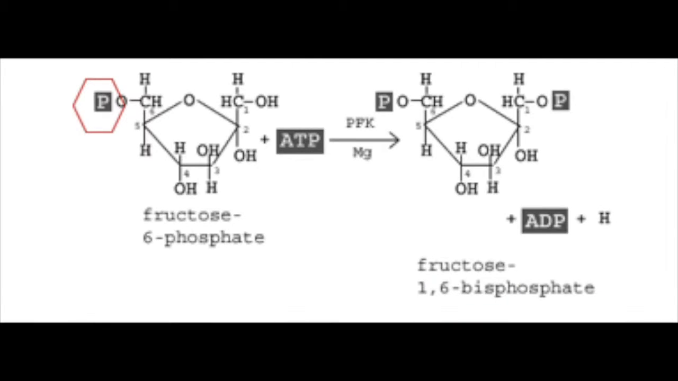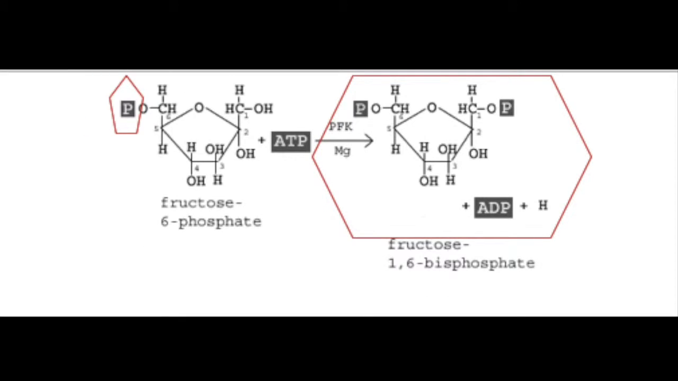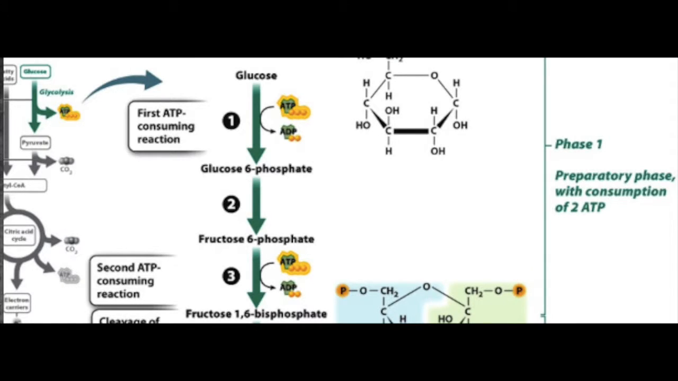In step 3, another phosphate group is added to fructose 6-phosphate, creating fructose 1,6-bisphosphate and ADP. Steps 1 through 3 are called phase 1, the preparatory phase, with the consumption of 2 ATP.